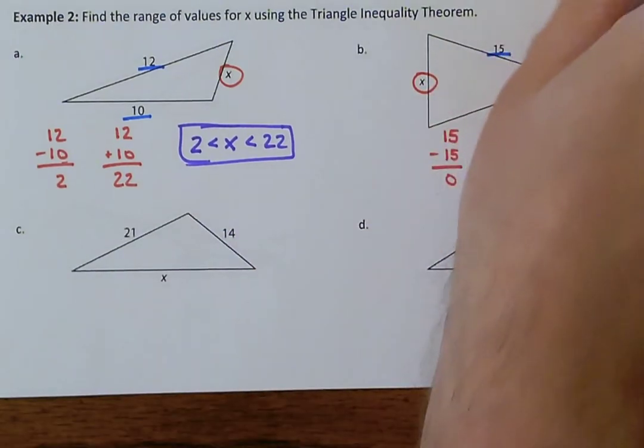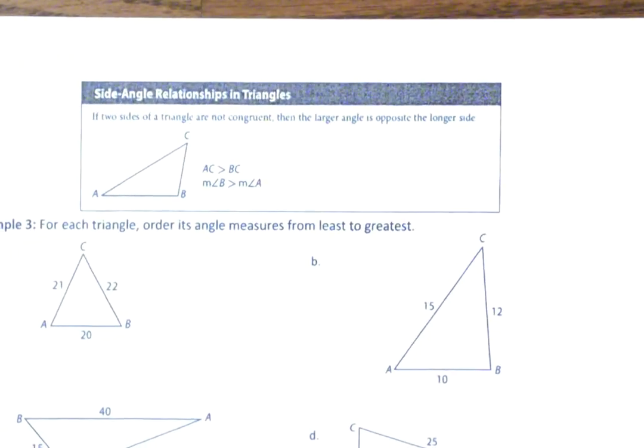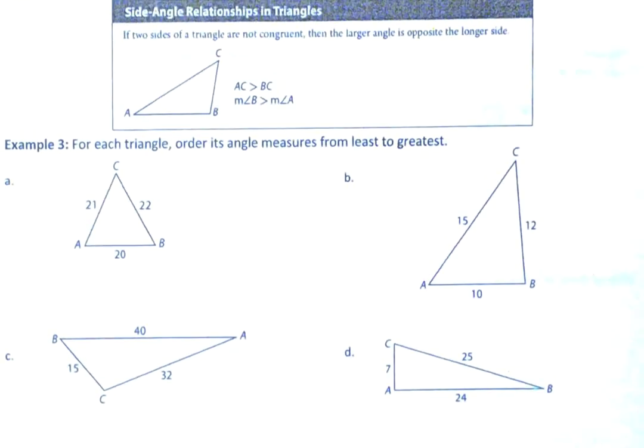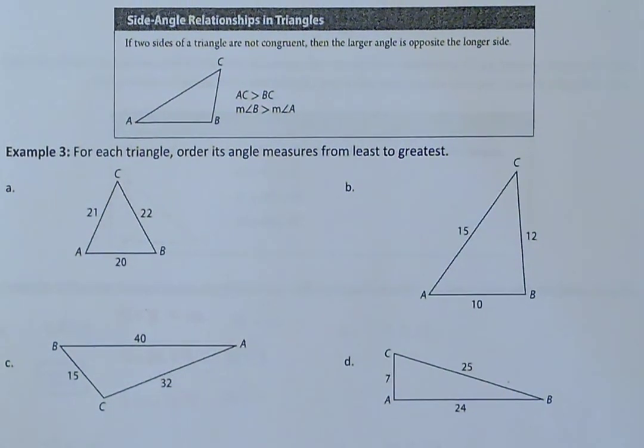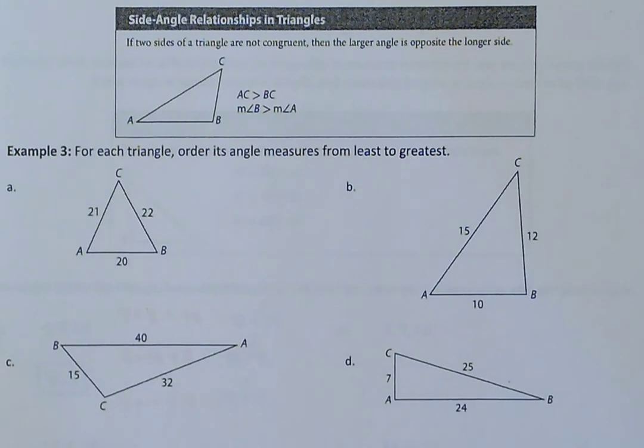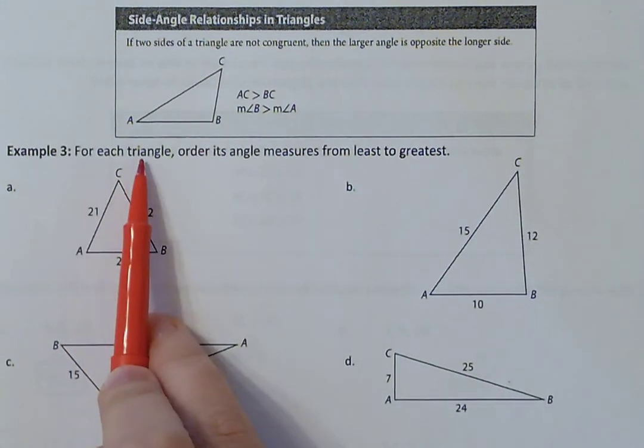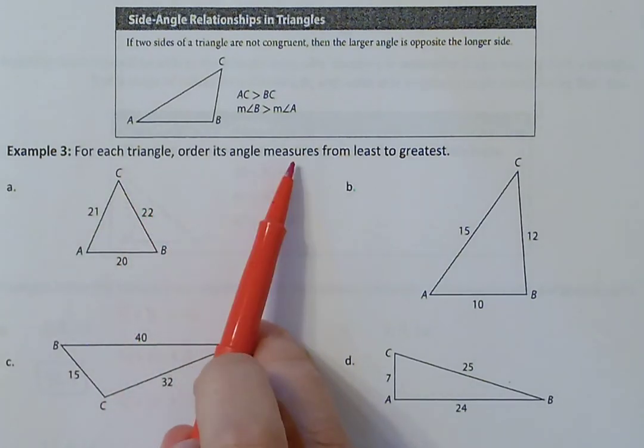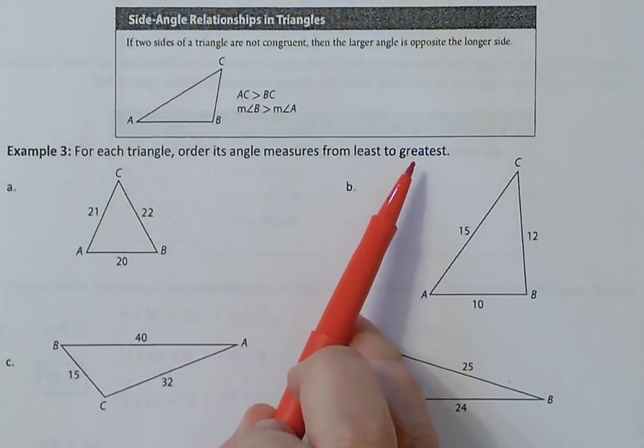Alright, next, for example 3, they're going to ask us to go through and order things from least to greatest. Now, specifically for example 3, it states for each triangle, order its angle measures from least to greatest.